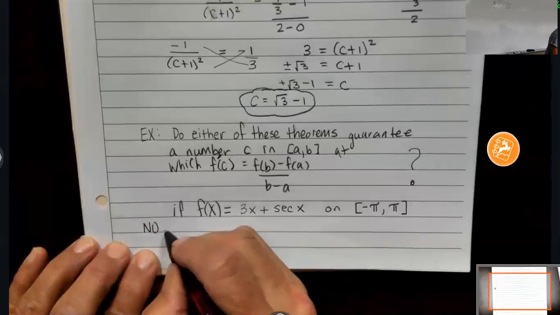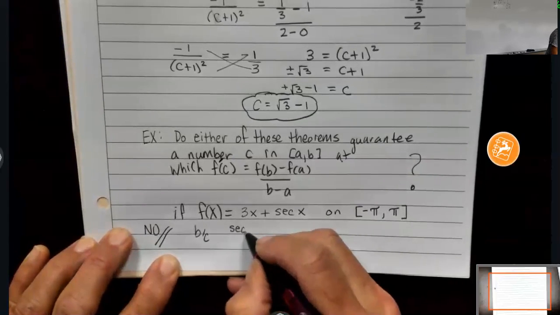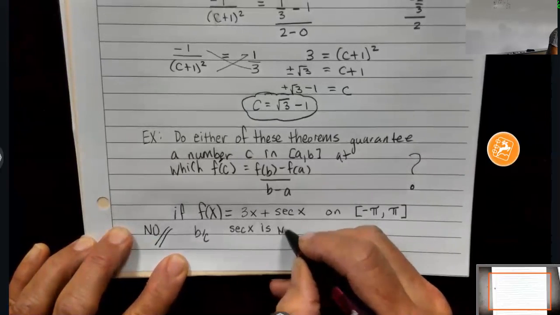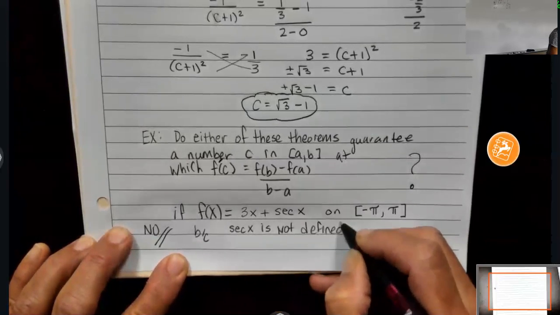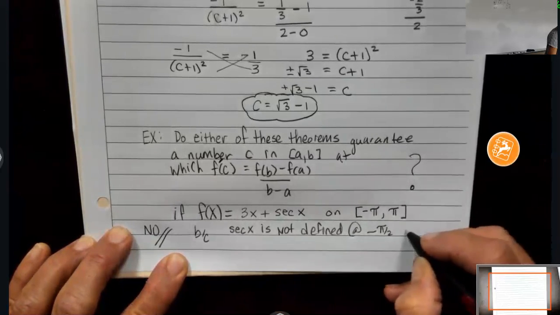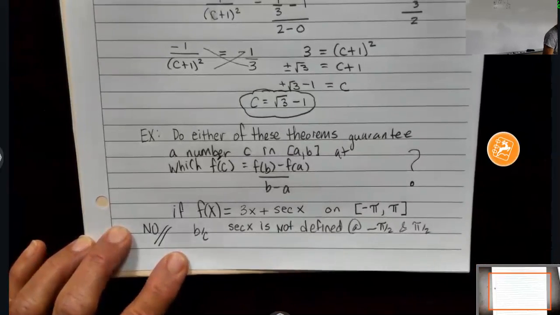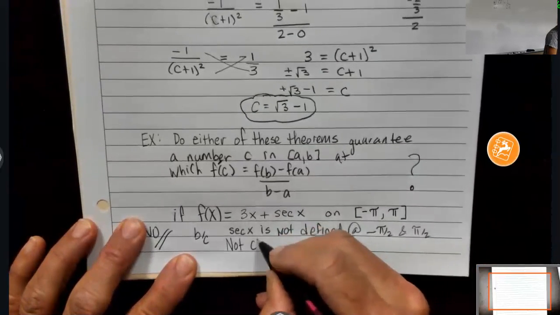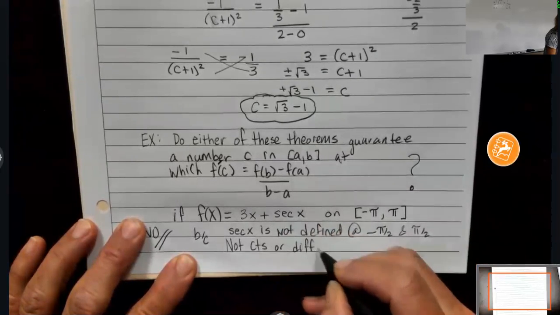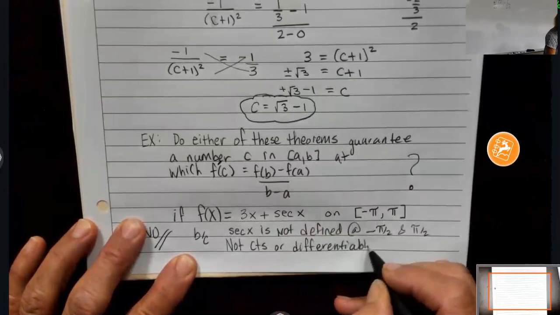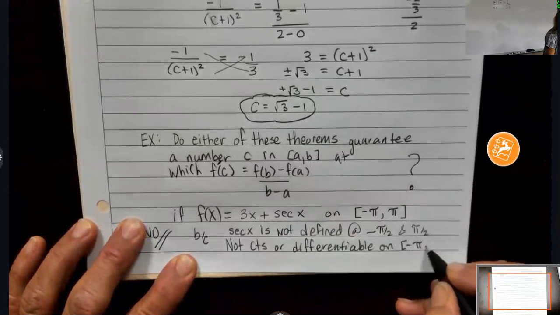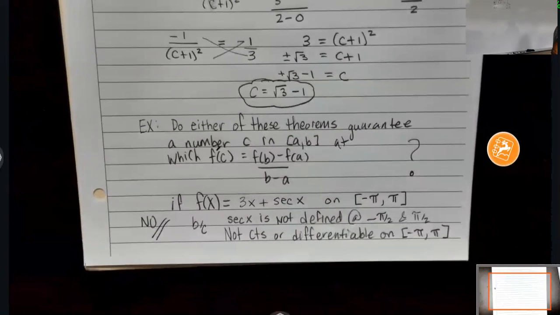So no, because the secant of x is not defined at -pi over 2 and pi over 2. So it's not continuous or differentiable there on that interval. So there's no reason to take a derivative and set it equal to f of b minus f of a over b minus a, because quite likely there's not going to be any numbers. We're taking a derivative and doing operations over an interval where things start to break up. Okay?